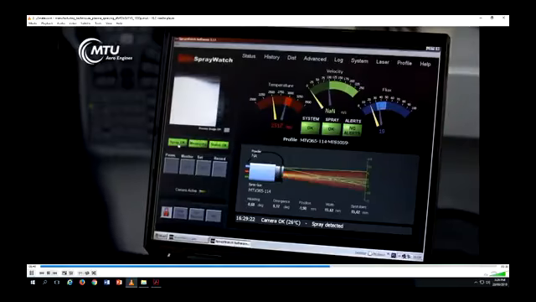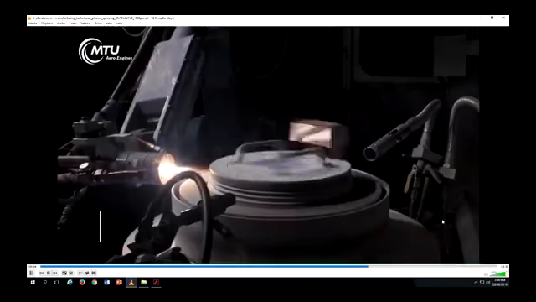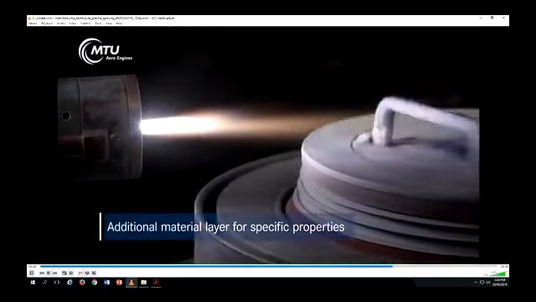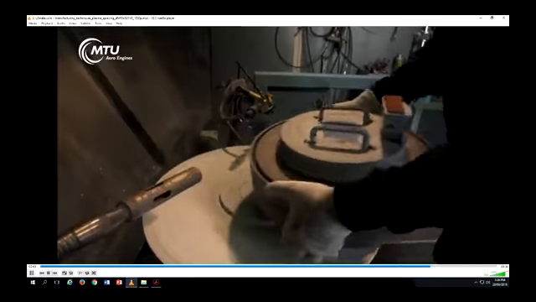Online diagnostics ensure that the quality of the results remains at a uniformly high level. Without these surface coatings, modern engines would be unable to supply either the necessary performance over the long term or the necessary service lives.